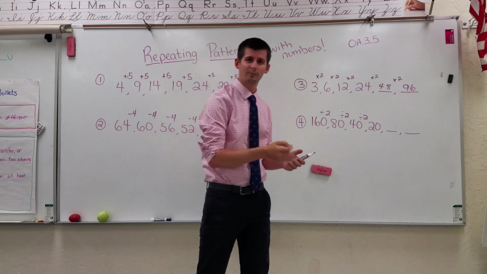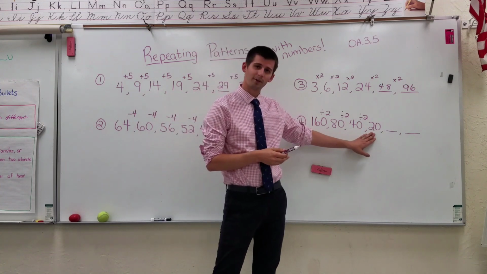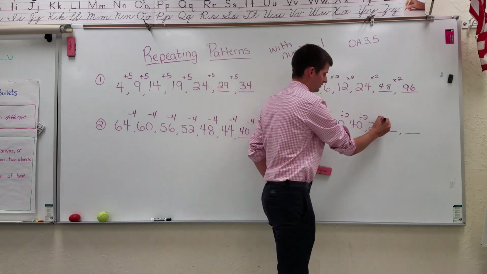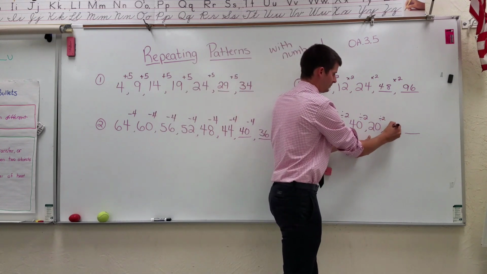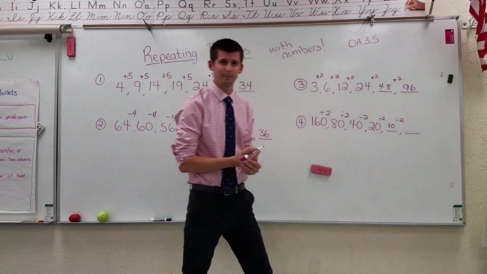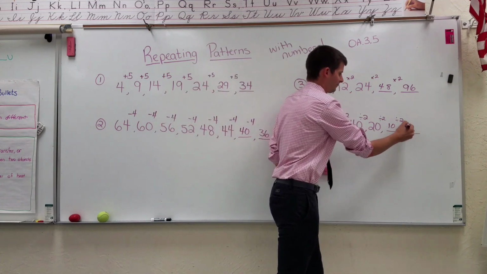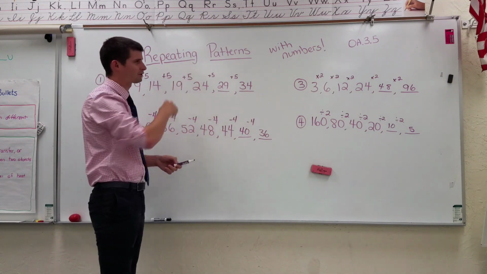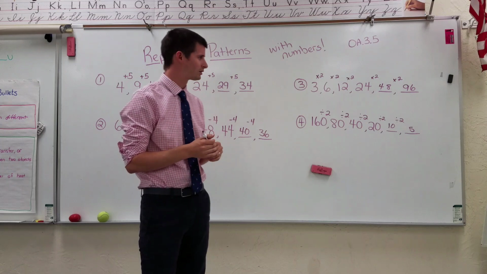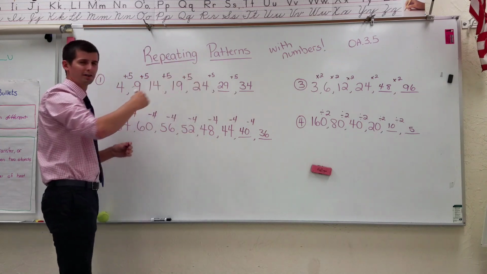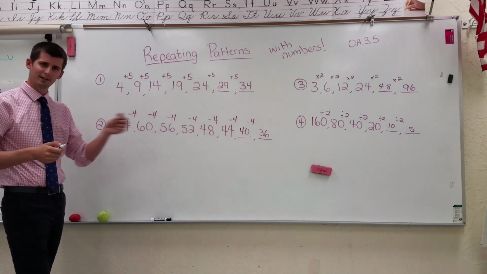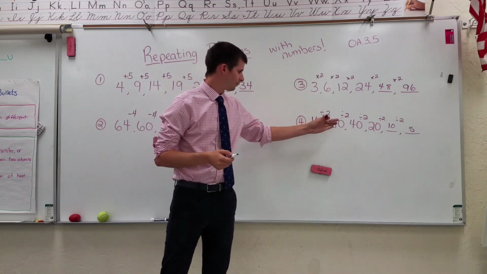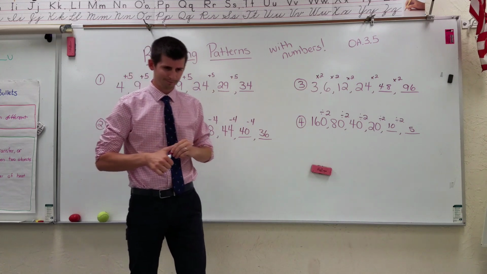So now my next two numbers in the pattern, I just need to take the number that I know and divide it by 2. So 20 divided by 2, that will give me 10. If I take my 10, divide by 2, that will give me 5. So that's how I can finish off these repeating patterns. It's just following the rule, the same rule every time. It doesn't change. For number 1, it stayed adding 5. Number 2, it stayed subtracting 4. Number 3, I multiplied by 2, and 4, I divided by 2.